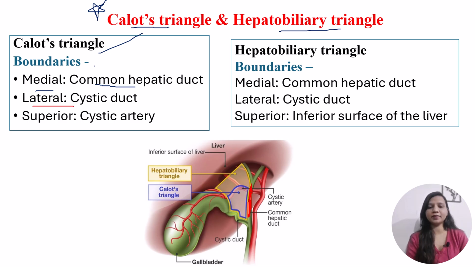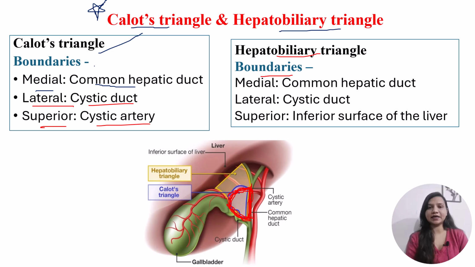Lateral boundary is formed by the cystic duct. You can appreciate here, this is the cystic duct, so it is forming the lateral boundary. And superior boundary is formed by the cystic artery. You can appreciate here, this is the cystic artery. So the triangle which is made here is called Calot's triangle.